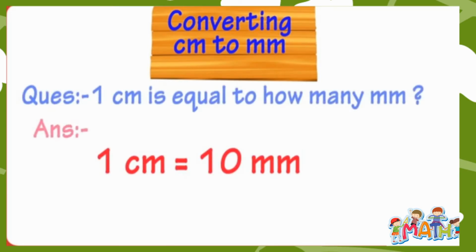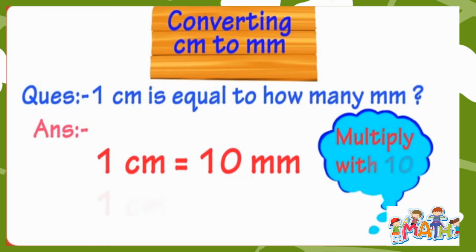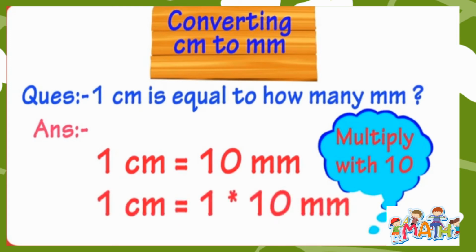Remember that in 1 centimeter, there are 10 millimeters. So the question here is, 1 centimeter is equal to how many millimeters? So we need to multiply with 10. So we have 1 centimeter is equal to 1 times 10. So therefore, 1 centimeter is equal to 10 millimeters.